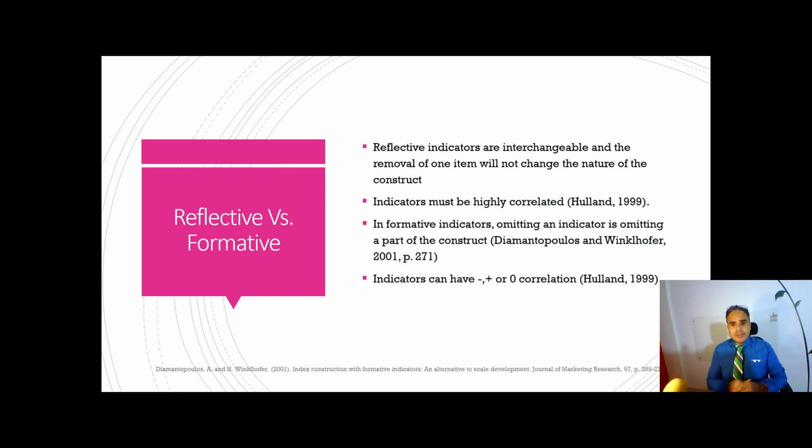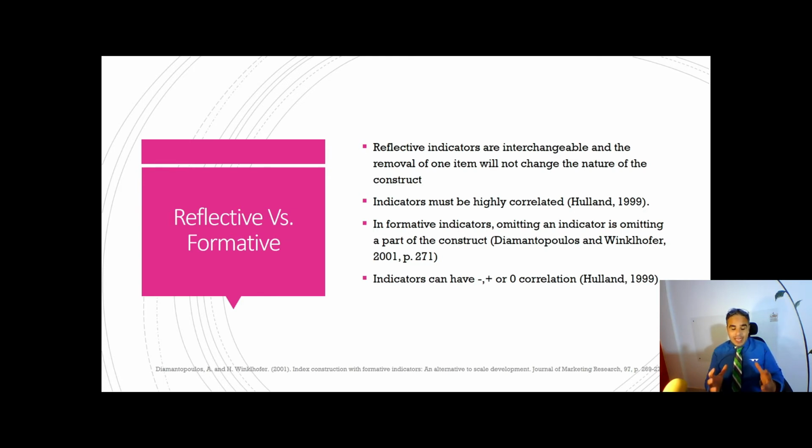As a comparison, reflective indicators are interchangeable, and the removal of one item will not change the nature of the construct, will not impact the results of your study. Or, to be more specific, it will not change the nature or the foundation of your construct. Indicators must be highly correlated.